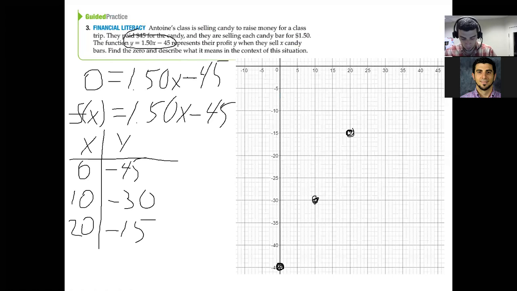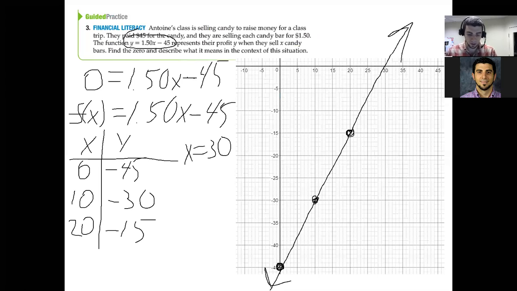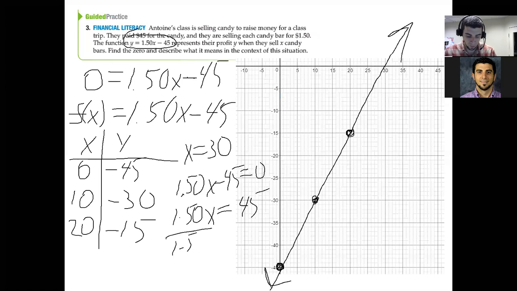And then I can draw my line right there. And it looks like x equals 30 is the x-intercept. Now we can solve it algebraically. 1.50x minus 45 equals 0. So 1.50x equals 45. We added 45 to both sides. Divide by 1.50. And you get x equals 30.